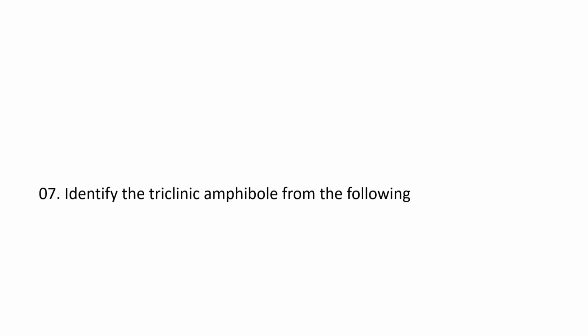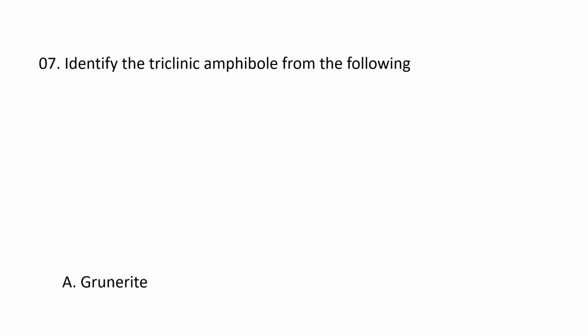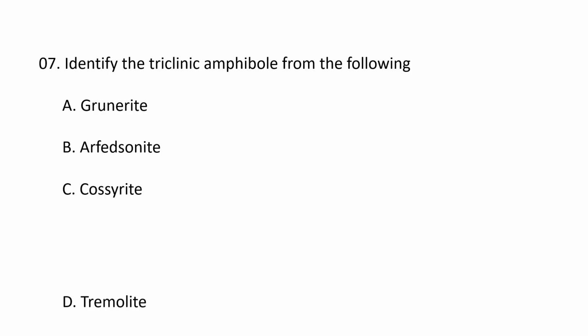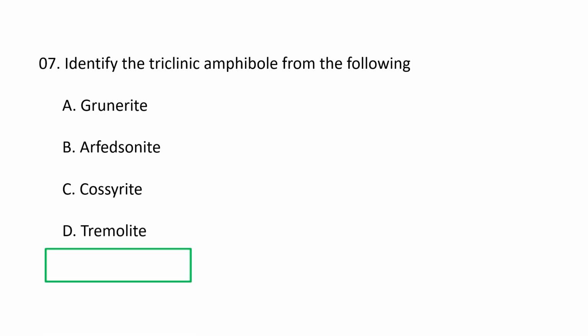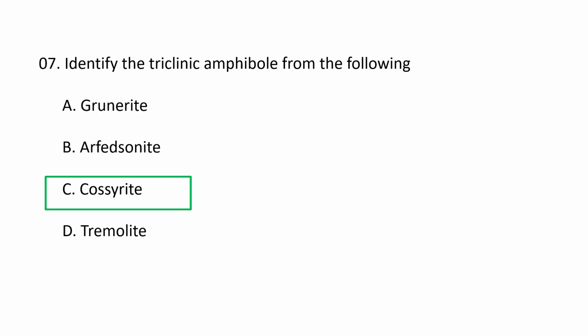Next question. Identify the triclinic amphibole from the following. A. Grunerite, B. Arfvedsonite, C. Aenigmatite (Cossyrite), and D. Tremolite. The correct option is C. Cossyrite is a synonym for aenigmatite, which is a triclinic mineral found in sodium-rich igneous rocks or peralkaline volcanic rocks, pegmatites, and granites. So cossyrite is a triclinic amphibole.